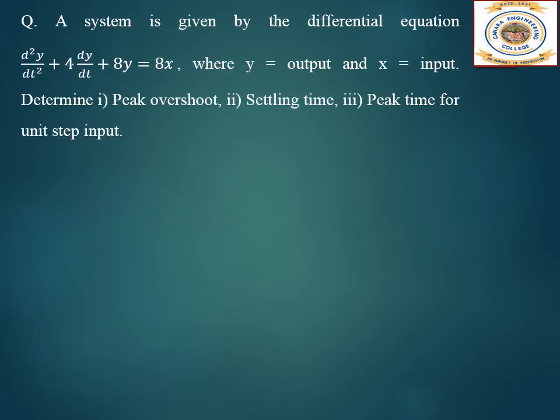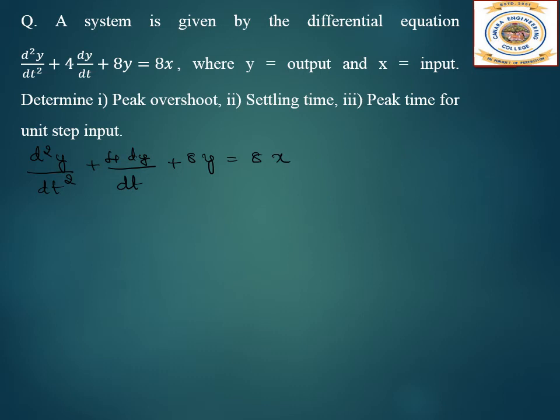So next question is, a system is given by the differential equation d square y by dt square plus 4 dy by dt plus 8y is equal to 8x, where y is output, x is input. Determine peak overshoot, settling time, peak time for unit step input. Whenever the time response specifications are asked, first thing is you need a closed loop transfer function. So here the differential equation is given. Let us find the closed loop transfer function. Let me write the differential equation given: d square y by dt square plus 4 dy by dt plus 8y is equal to 8x.